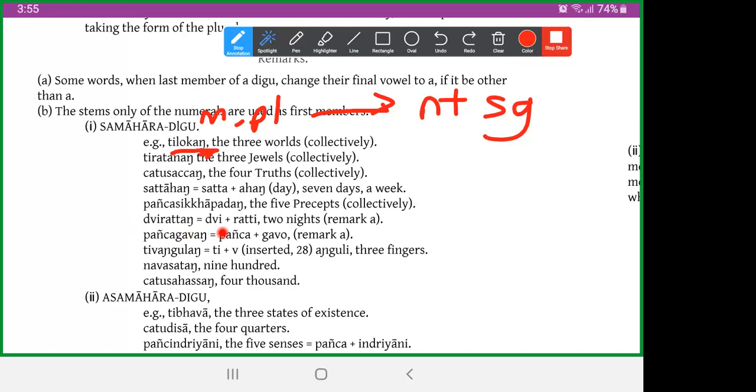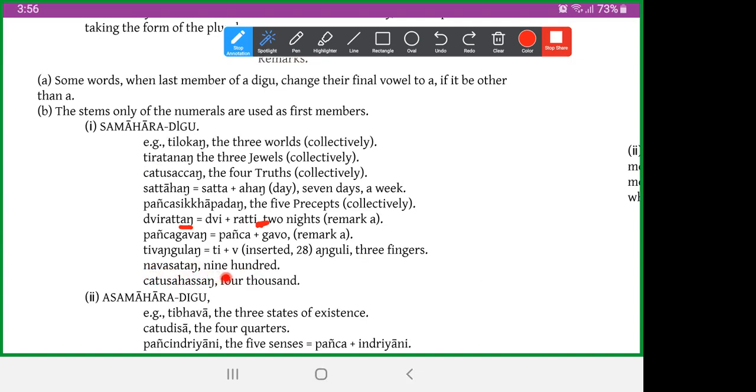Dwe. So dwe rati, all right? As mentioned above, it changes to final A, the vowel A sound. So here, dwe ratam, the I becomes A here. Okay. Next one. Pancha gavam, pancha gavo, also the same. Ti angulam, okay. Anguli is finger, right? You change it to neuter singular, but you put a V sound to make the sound smooth. So ti anguli becomes ti vangulam. So nava satam is easy.